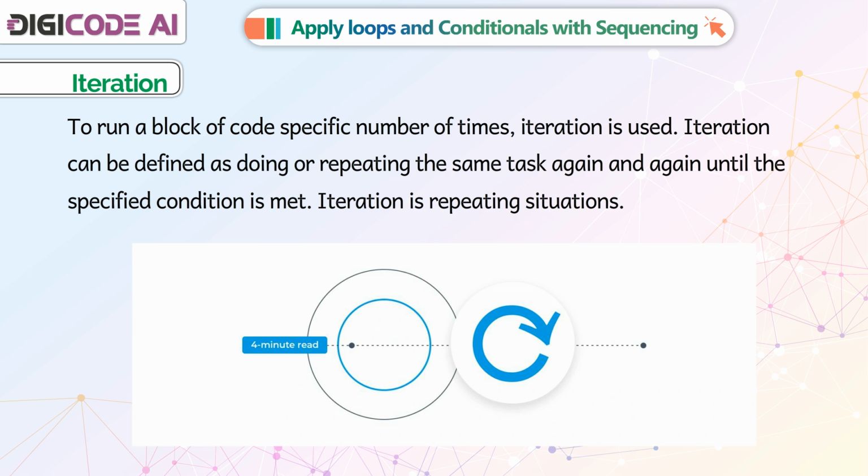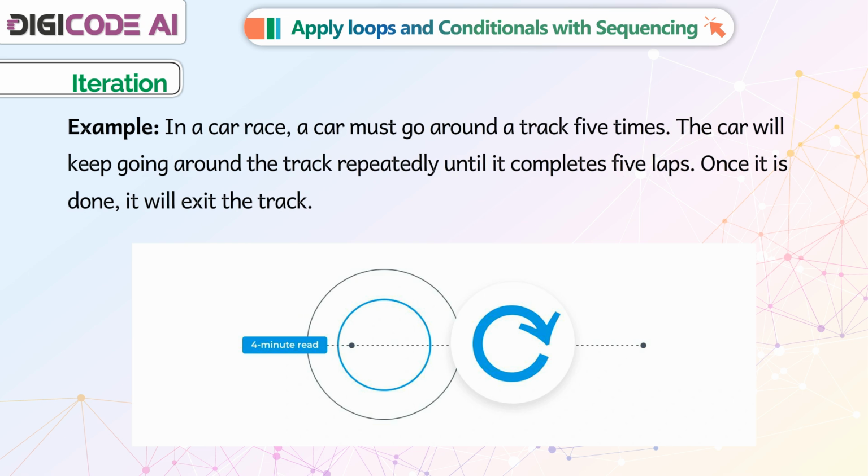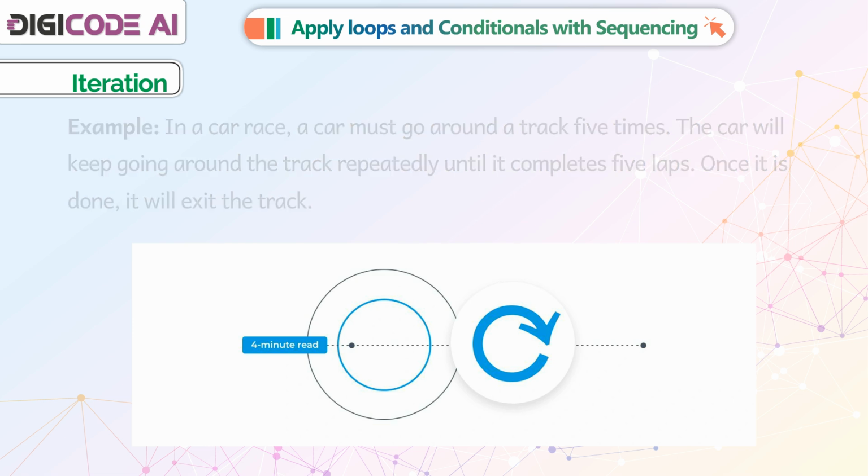Iteration is repeating situations. Example, in a car race, a car must go around a track 5 times. The car will keep going around the track repeatedly until it completes 5 laps. Once it is done, it will exit the track.